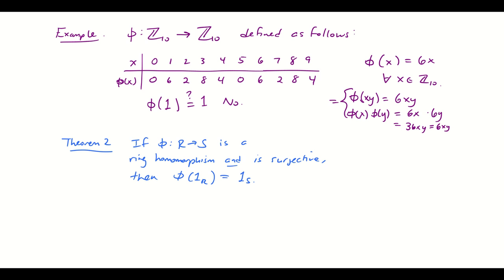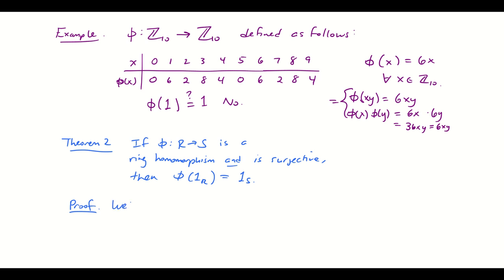So I realize as I write this, it must seem really counterintuitive, or at least not obvious, that surjectivity would have anything to do with sending the multiplicative identity of R to the multiplicative identity of S. Like, why is surjectivity the magic potion that makes that work? Well, we're going to find out here in just a minute. So here's the proof.